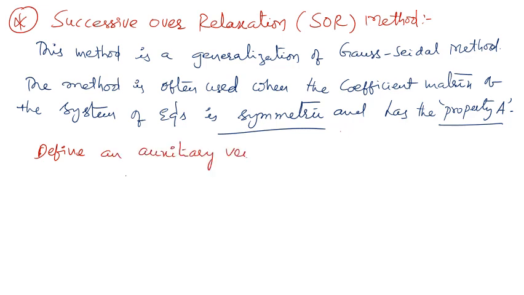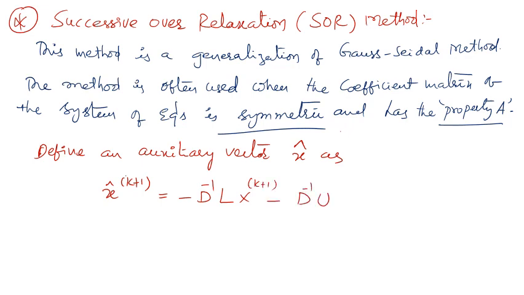Define an auxiliary or fictitious vector. This is x cap, as how we define this x cap at the (k+1)th iteration: equal to minus D inverse (diagonal matrix inverse) into L (lower triangular matrix) of x at (k+1) minus D inverse U of x at k plus D inverse B. You have to remember this. What is this? X cap of the (k+1)th iteration value is minus D inverse L x at (k+1)th iteration minus D inverse U x at kth iteration plus D inverse B. Take this as equation 1.